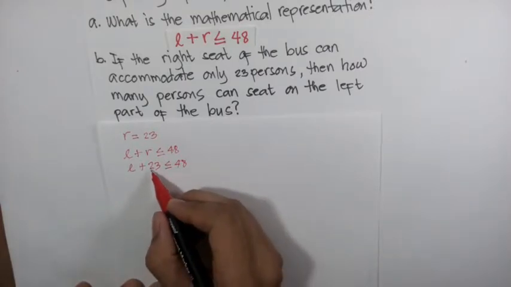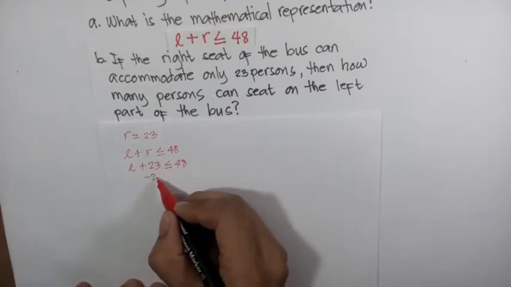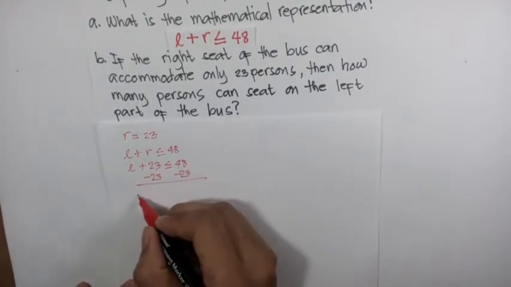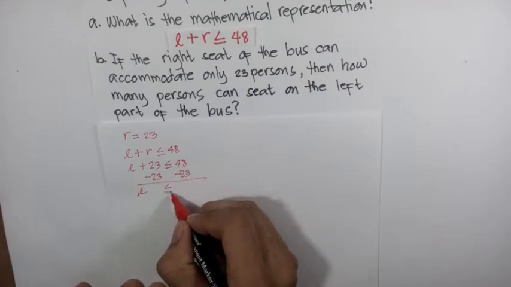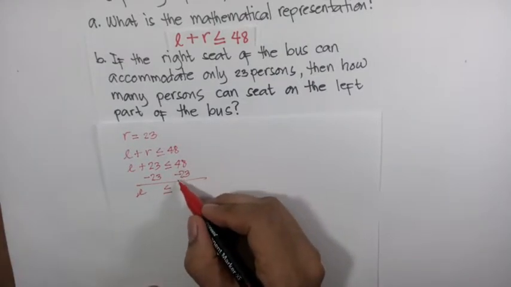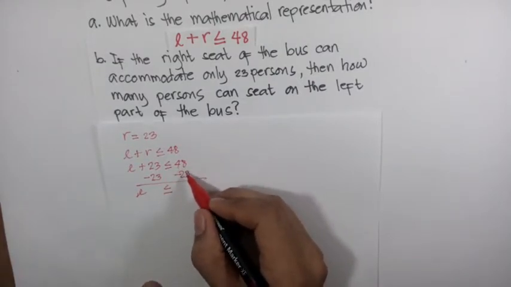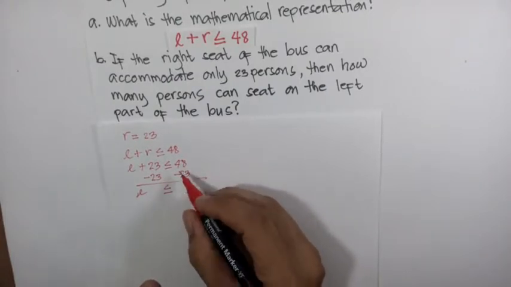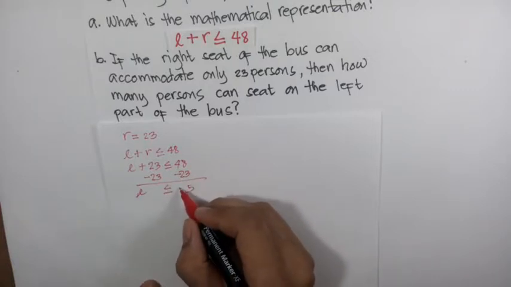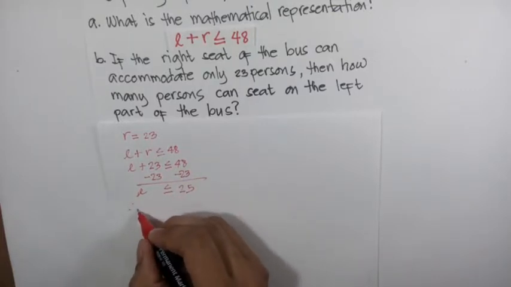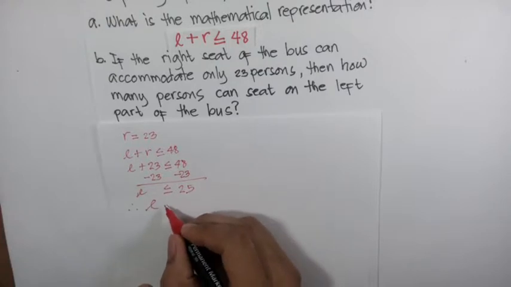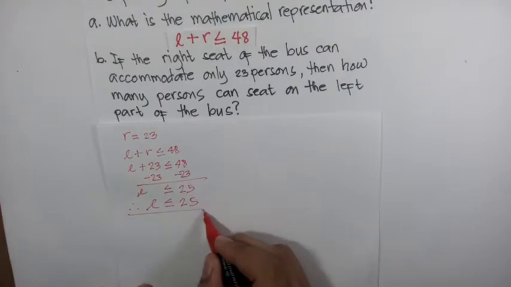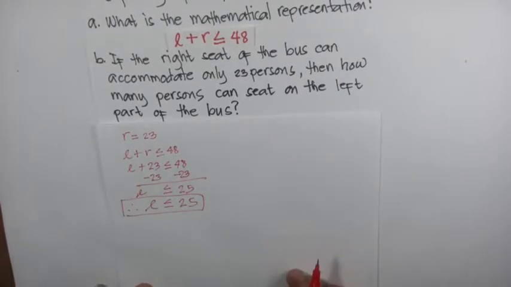Then you add negative 23, its opposite, so that this one will be 0. Do the same on the other side. So you have L, and this one is 0. So 48 plus negative 23: you subtract 8 minus 3, that is 5, and 4 minus 2, that is 2. Therefore, we say that the left seat of the bus can accommodate only 25 persons. Here is the answer for letter B.